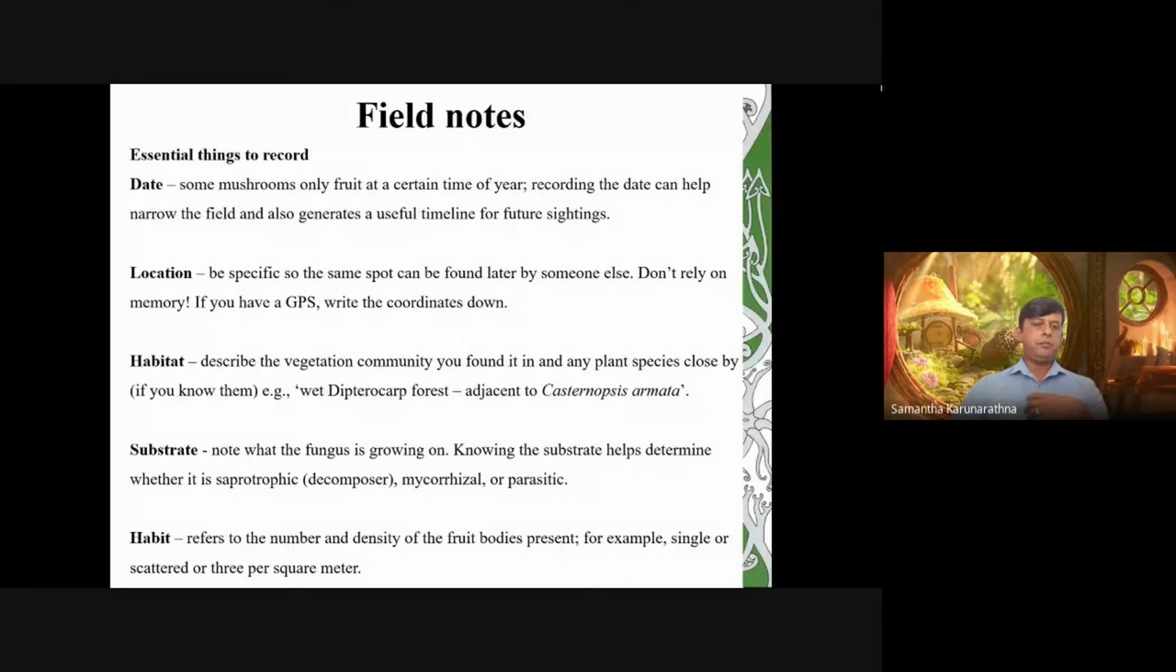So field notes are very important in mushroom identification. You have to record these essential things in your field notes: date, location, habitat, substrate, and habit of the mushroom.